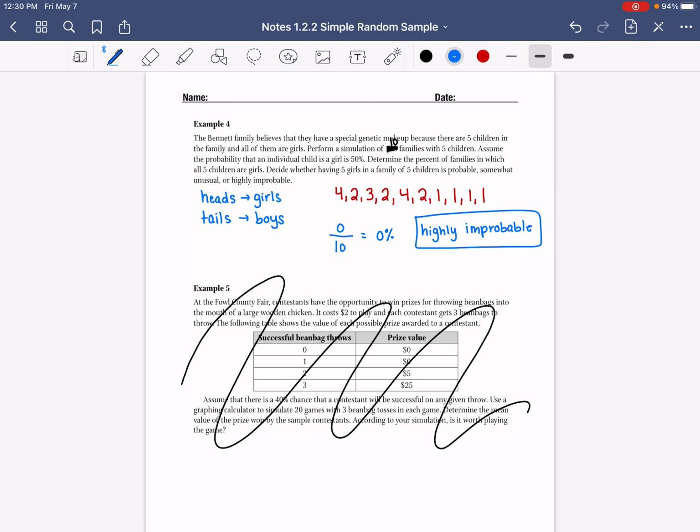Okay? All right, that's it. We're not going to do example 5. Your practice is in your workbook on page 67.